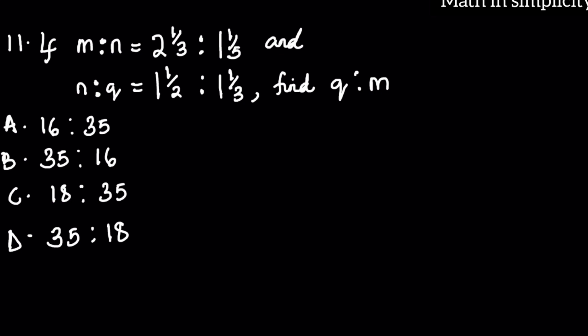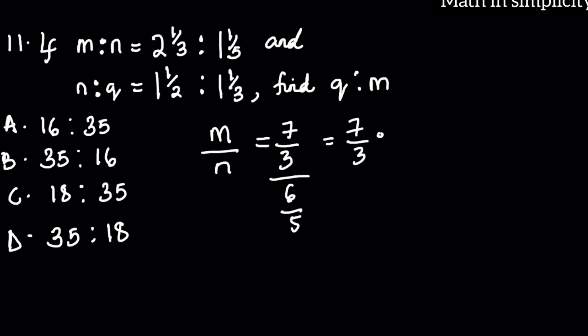So m is to n is the same as saying m divided by n equals. We're just going to write these ones in proper fraction. So we have 3 times 2 is 6, 6 plus 1 is 7, 7 over 3, divided by 5 times 1, which is 5, plus 1. You have 6 over 5, but it's going to look strange, so I'll just write it as 7 over 3 divided by 6 over 5. I think that's okay now.